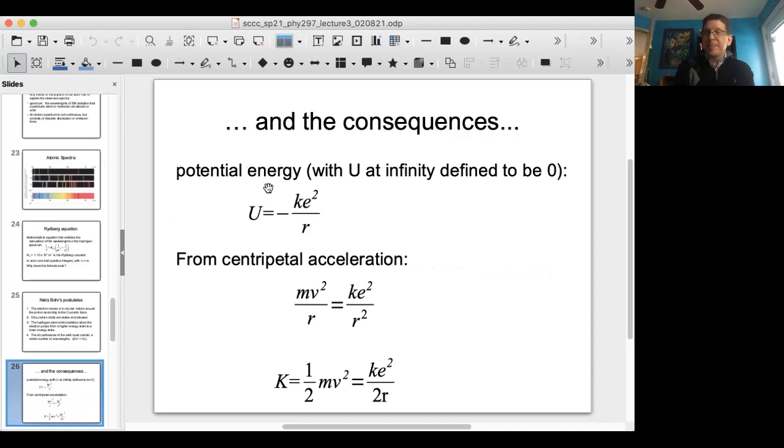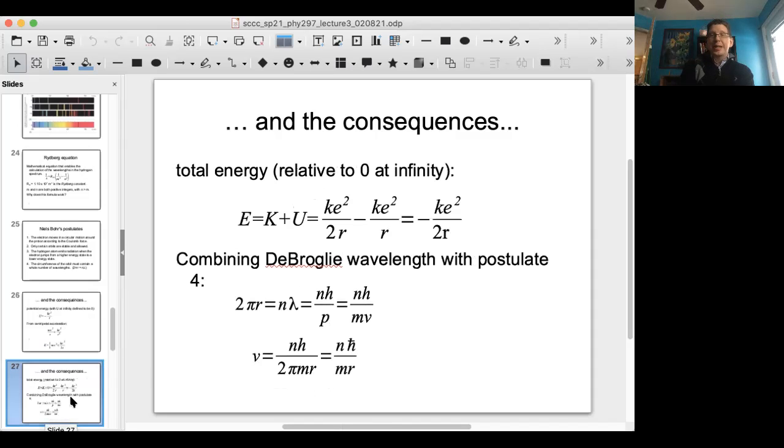And so from that, you get the potential energy. That goes back to chapter 23 in the book: the potential energy between a proton and an electron. And then from centripetal acceleration, you can figure out the kinetic energy. So the potential energy is equal to negative ke squared over r. The kinetic energy is equal to positive ke squared over 2r. So the combined energy is equal to negative ke squared over 2r. And that's relative to zero energy at infinite distance away.